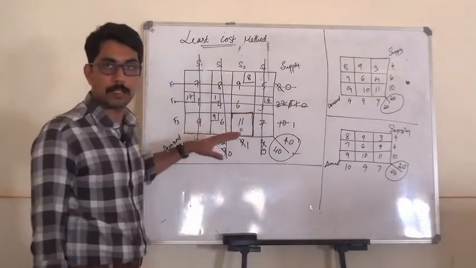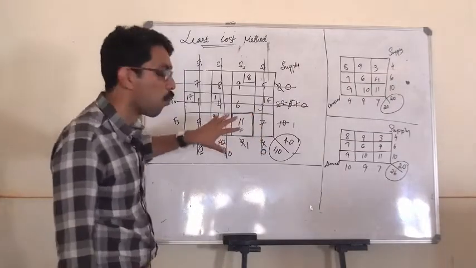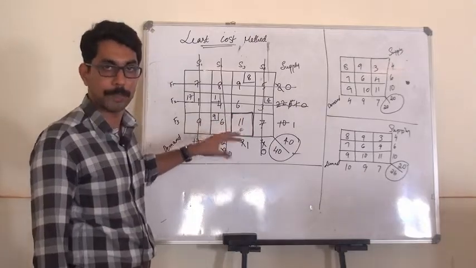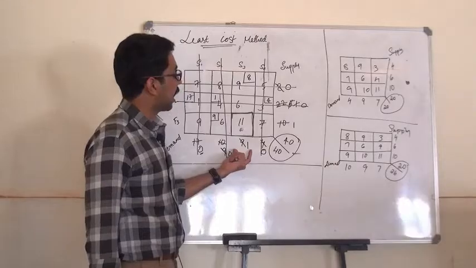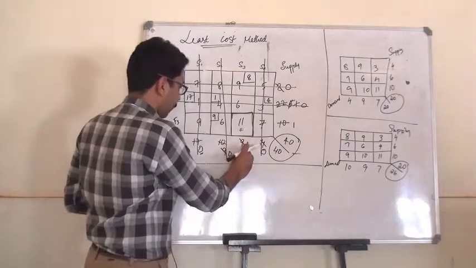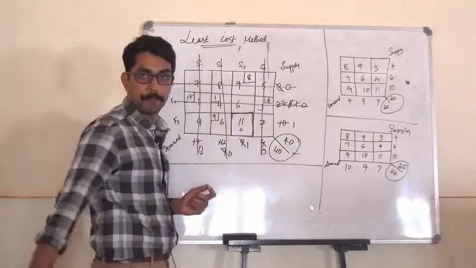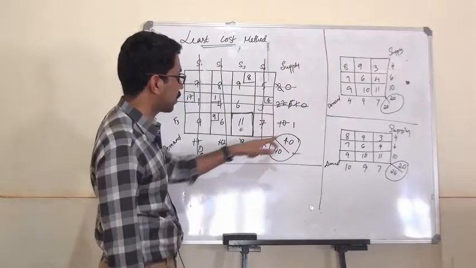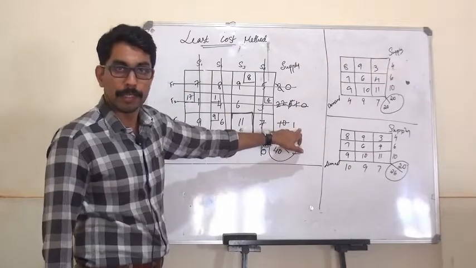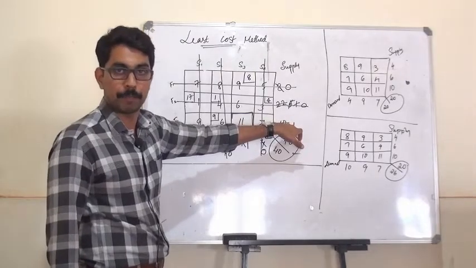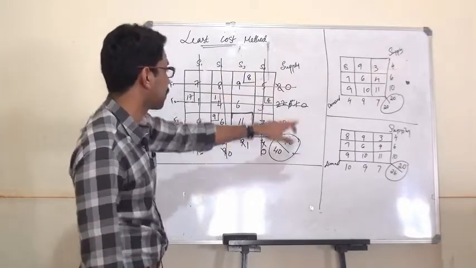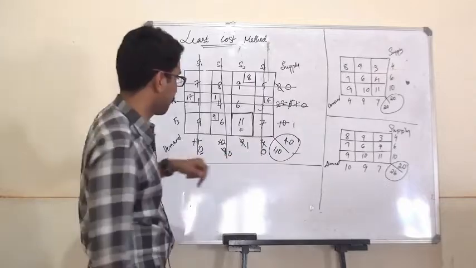Then listen, now we have only 1 cell remaining for allocation. This is the last step of allocation. Look at the peculiarity of the cell. This cell has the same demand and supply. Here the demand is 1 and supply is also 1. This is the peculiarity of a balanced transportation matrix. We will get the same supply and demand on the last step.